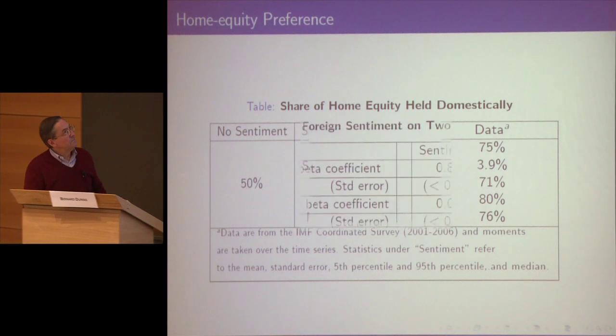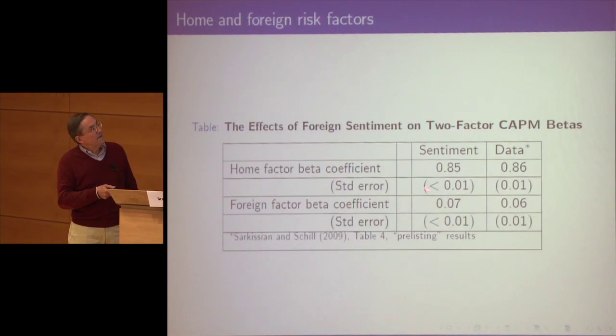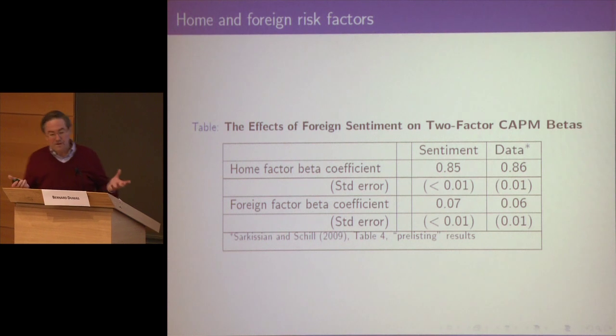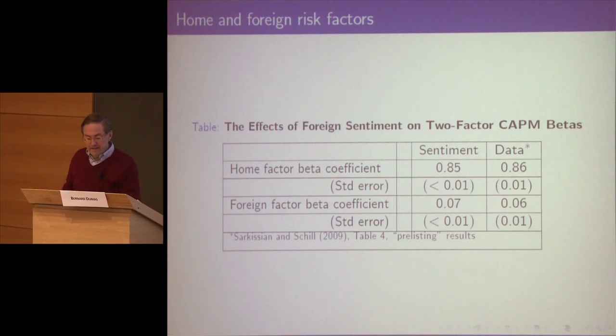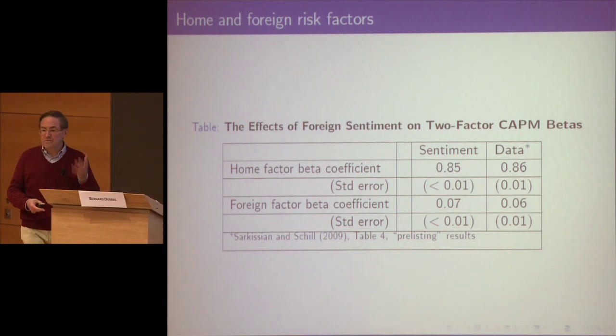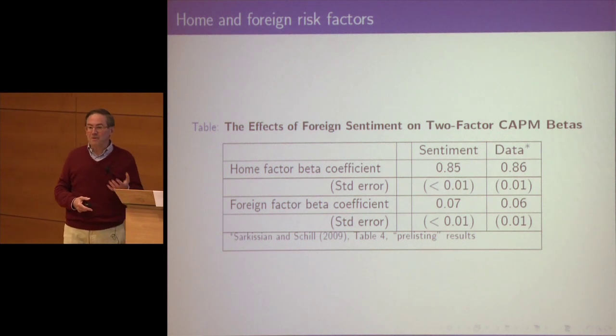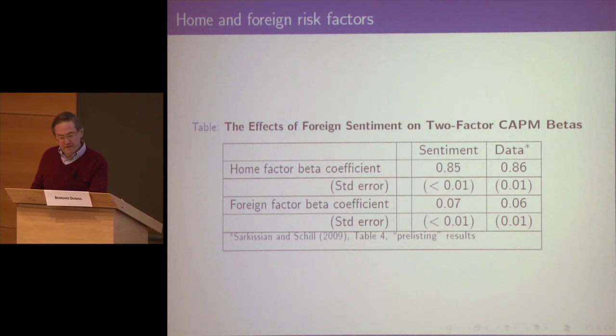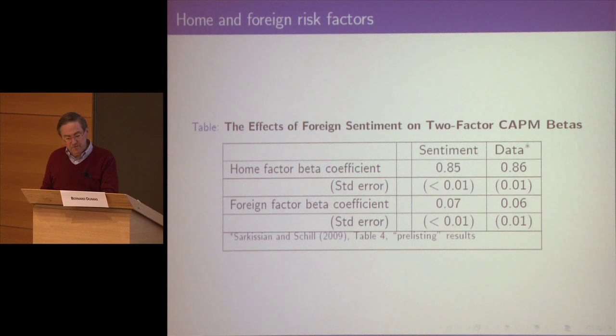So most of the time they do hold more of the home stock than 50%. Home and foreign factors. So you remember the data. There's an uncanny fit of the model with the data. When you look at the size of the betas on the home factor and foreign factor, you get regression coefficients that are very similar to what you find in the data. And that's because the sentiment risk factor is correlated with foreign output. So it gives a proxy role for foreign output, which causes the two factors to show up with very different coefficients.